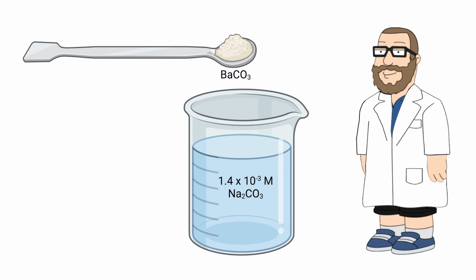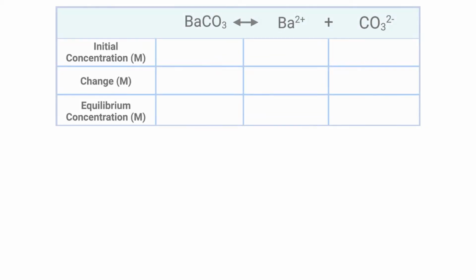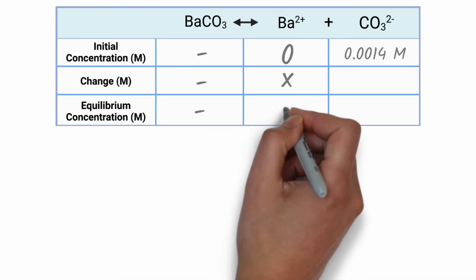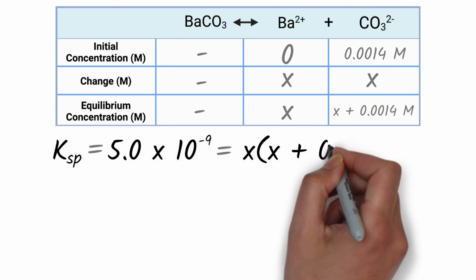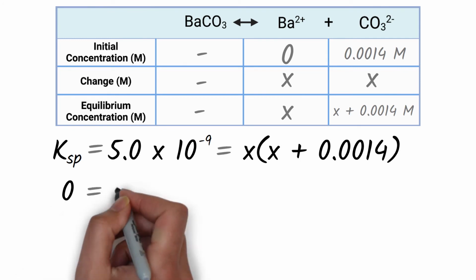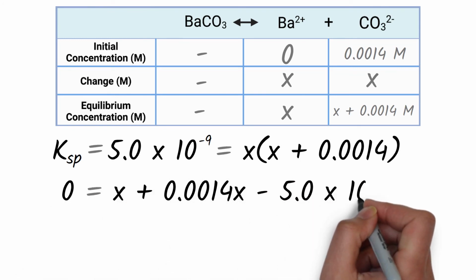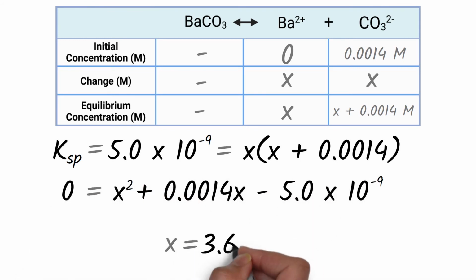We can also solve problems that involve the common ion effect. In this situation, we have barium carbonate being added to a solution that already contains 1.4 times 10 to the minus 3 molar dissolved sodium carbonate. How much will this affect the solubility of barium carbonate? This is just like an equilibrium with a non-zero starting condition for products. We can make an ICE table and include the already present concentration of carbonate. The Ksp of barium carbonate is 5.0 times 10 to the minus 9. This allows us to write the Ksp equation. Then, we just solve for x, which is the molar solubility of barium.